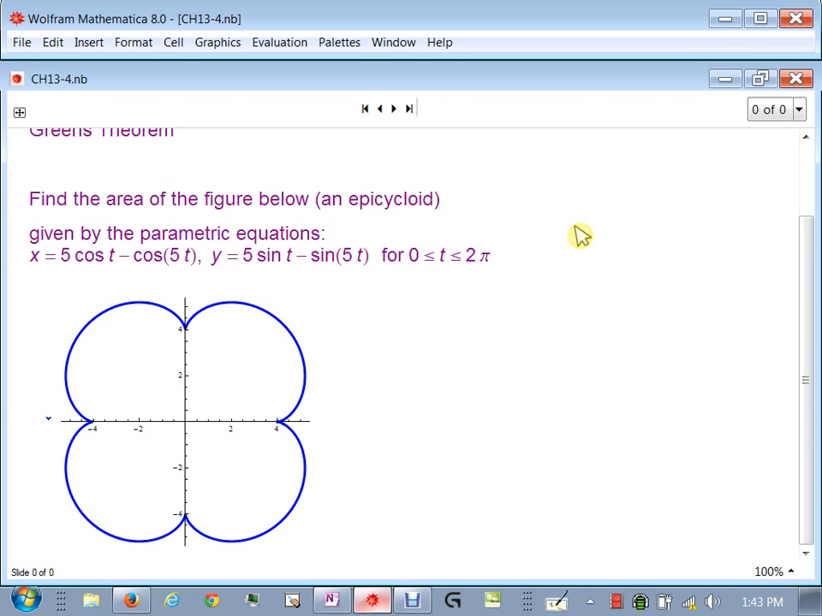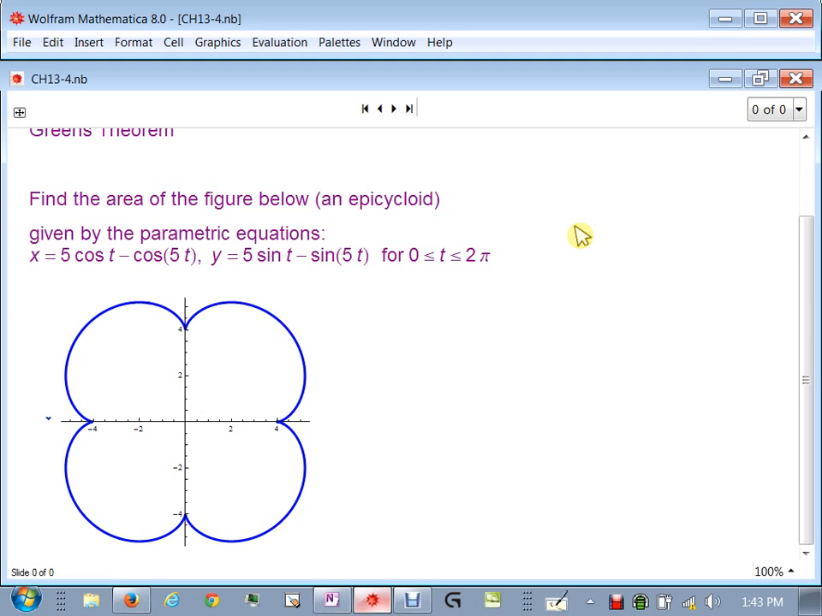No. Is it type 1? Is it type 2? See what I'm saying? You see the challenge here? It's not a polar region. It's not a type 1. It's not a type 2. It's something different, right?